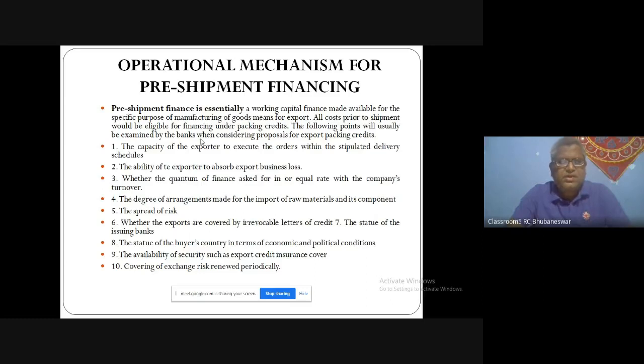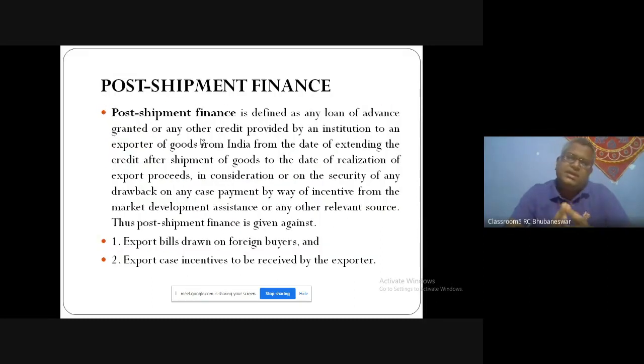Means executing the order, delivery schedule, time of exporting the goods, or any quantum of finance arrangement of equal rate, degree of arrangement. Exports are to be regular credit. These are the mechanisms through which immediate action can be taken for the pre-shipment financing. But here, now I am discussing post-shipment finance. Pre-shipment is completed, and now post-shipment.